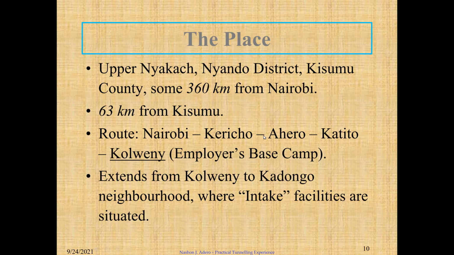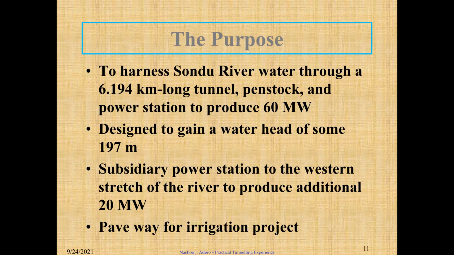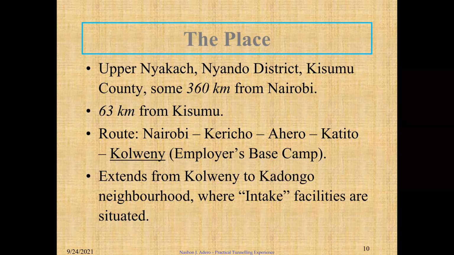The place, the geography, you must be conversant with that. So if you are going to work somewhere after your graduation and you're going to deal with mining surveys, you need to know the place, the geography of the place. So the place, for example, here was Upper Nyakach, now in what we call Kisumu County. It was in Nyando district, some 60 kilometers from Nairobi and 63 kilometers from Kisumu. The route, if you are from Nairobi, that is the route you have to follow.